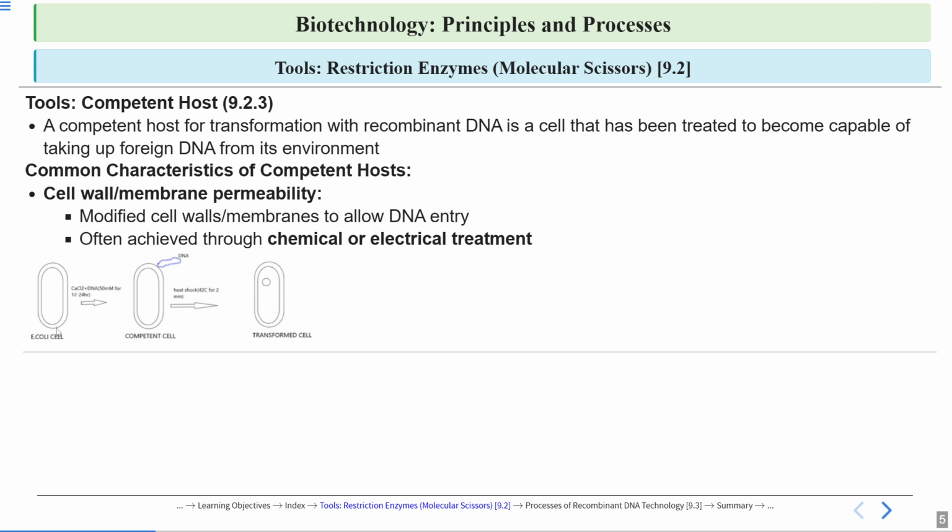So this is the E. coli cell, this is the host cell which is going to take the foreign recombinant DNA. We have done some chemical treatment, that is calcium chloride treatment, which we're going to talk about in detail in upcoming slides. And we see that this recombinant DNA got into this competent cell and completely became a transformed cell. So this is the characteristic of a competent cell, and this is how a competent host becomes a transformed cell.